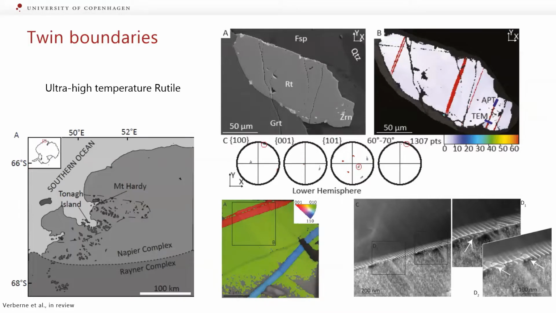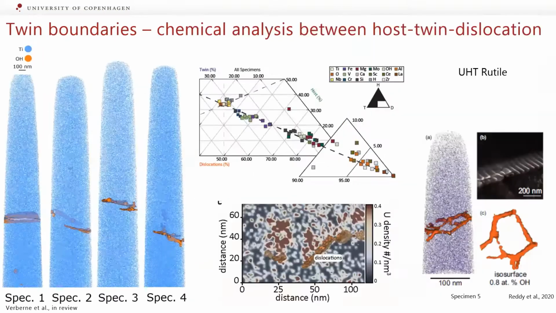So to continue on into other microstructures, we can look at twins. Basically, any boundary we can see and is coherent, we can target. This is a sample, again, from rutile from ultra-high temperature from the Napier complex. What we did here is that we looked at the dislocations via the TEM, and then tried, from the same boundary, to also get the Atom Probe data.